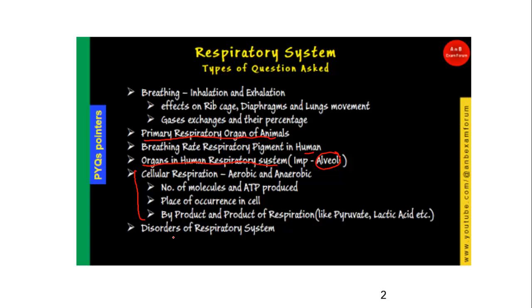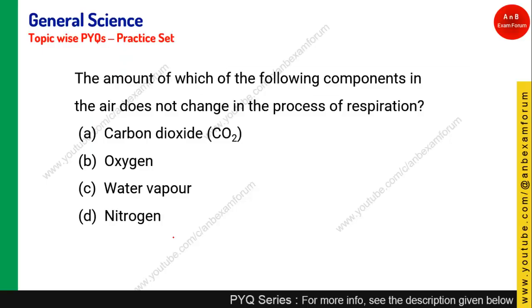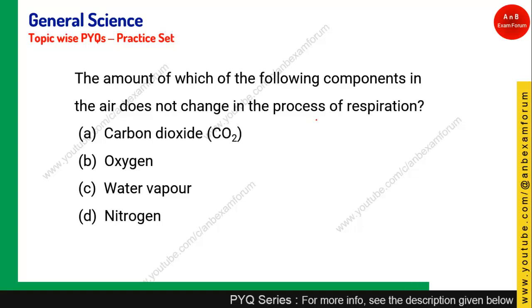Okay, all such things we have seen in theory classes. So today we are taking a few previous year questions. So the first question: the amount of which of the following components in air does not change in the process of respiration? Carbon dioxide, oxygen, water vapor, nitrogen.